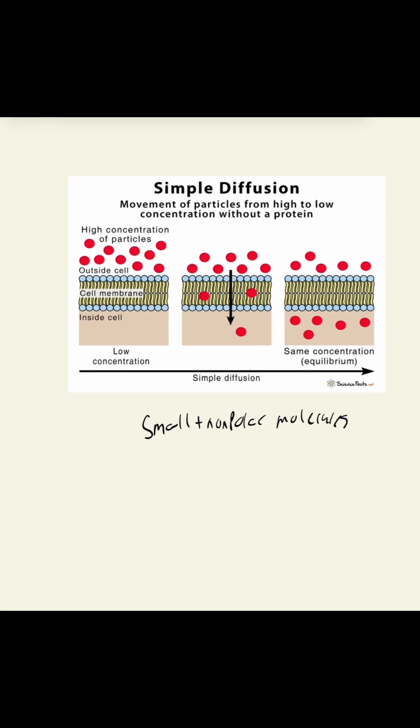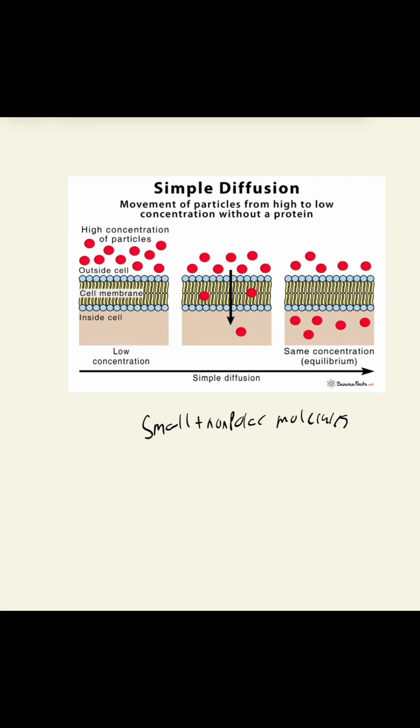So let's talk about the rate of simple diffusion. The rate of simple diffusion across the membrane is influenced by several factors. The concentration gradient: a steeper gradient produces faster diffusion. Temperature: higher temperature increases the kinetic energy of molecules, increasing the rate of diffusion. Surface area: a greater membrane surface area allows more molecules to cross simultaneously. Membrane thickness: a thinner membrane allows faster diffusion.